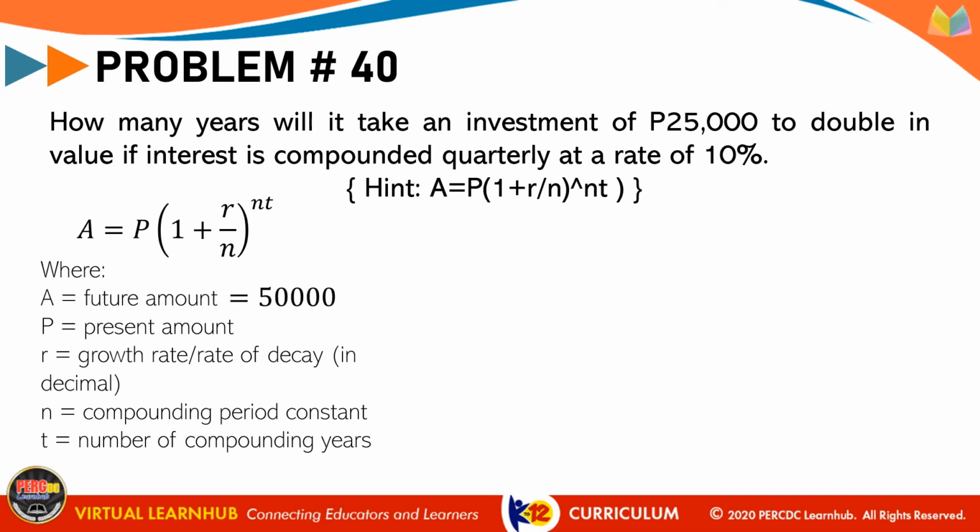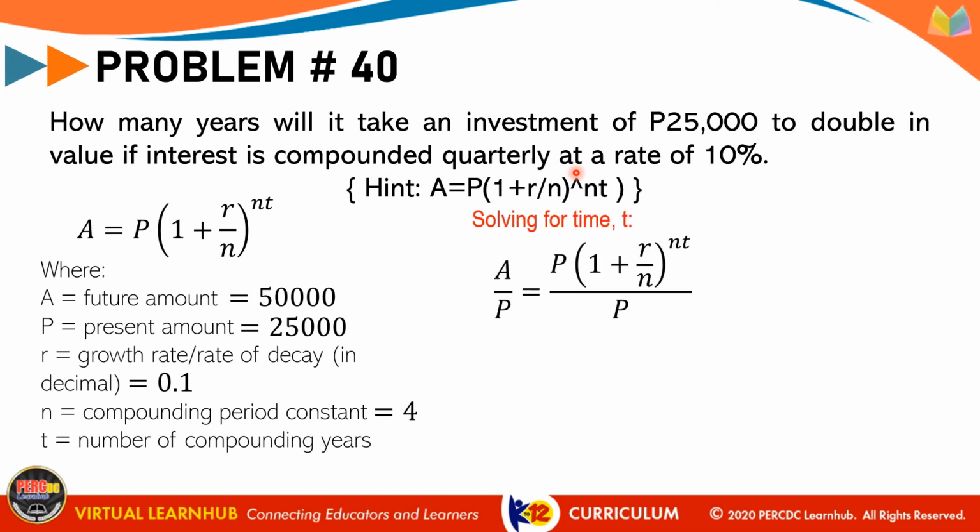Our future amount is double the 25,000, that is 50,000. Our present amount is 25,000. Our growth rate is 10% or 0.1. And our compounding period constant is equal to 4, because based on our problem, the money is compounded quarterly, and in 1 year, we have 4 quarters. So solving for time t, we divide both sides by P. So we have A over P equals 1 plus R over N raised to NT.